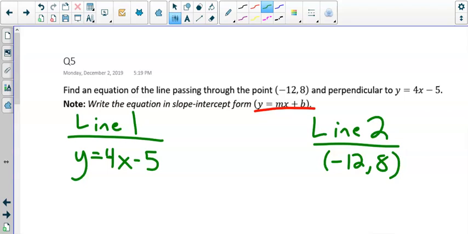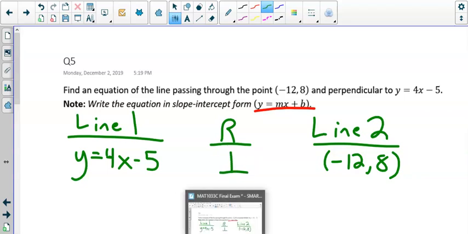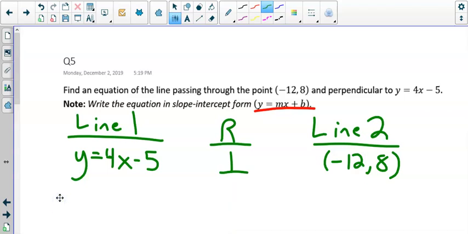And then there was only one other piece of information that we needed. Yeah, in the middle is the relationship. And you're either parallel or perpendicular. Which one are we? Perpendicular. So that was the setup that I gave you in class. It's a way to organize the information. Under line 1 goes the equation. Under line 2 is the point. In the middle, it's all about the relationship. Are you parallel or perpendicular?